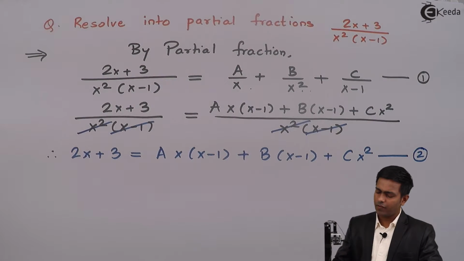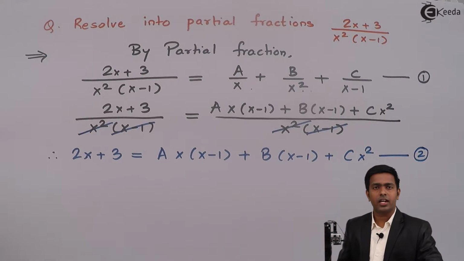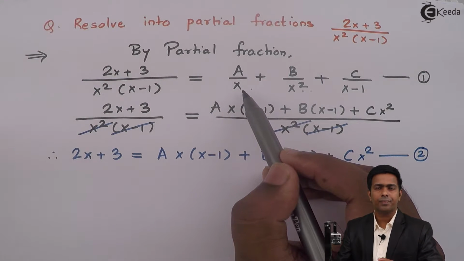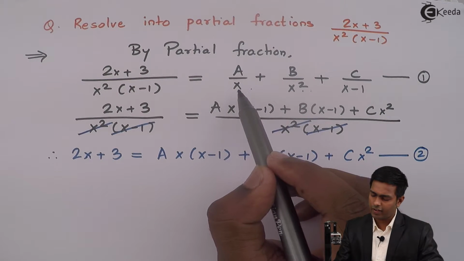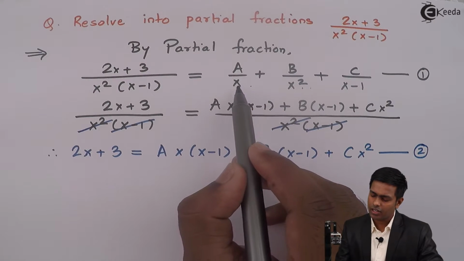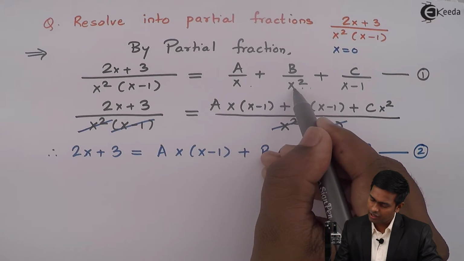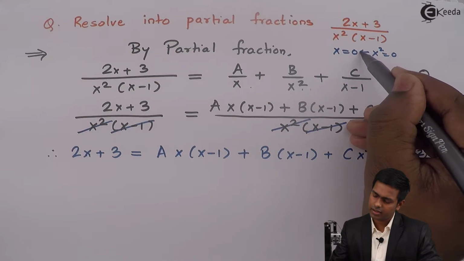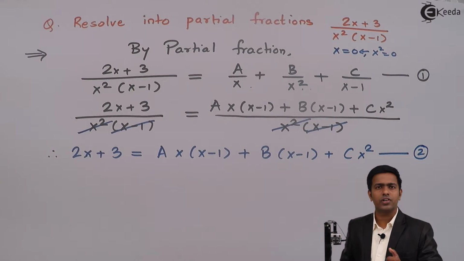Now let's find the values of A, B, C by substituting appropriate values of x. To get the value of a constant, we generally make the denominator of that particular constant 0. Here, observing the denominators of A and B, we have x and x square. If we assume them as 0, we get x equal to 0, and x square equal to 0 means x equal to 0. So in both cases we get x equal to 0 as the first substitution.